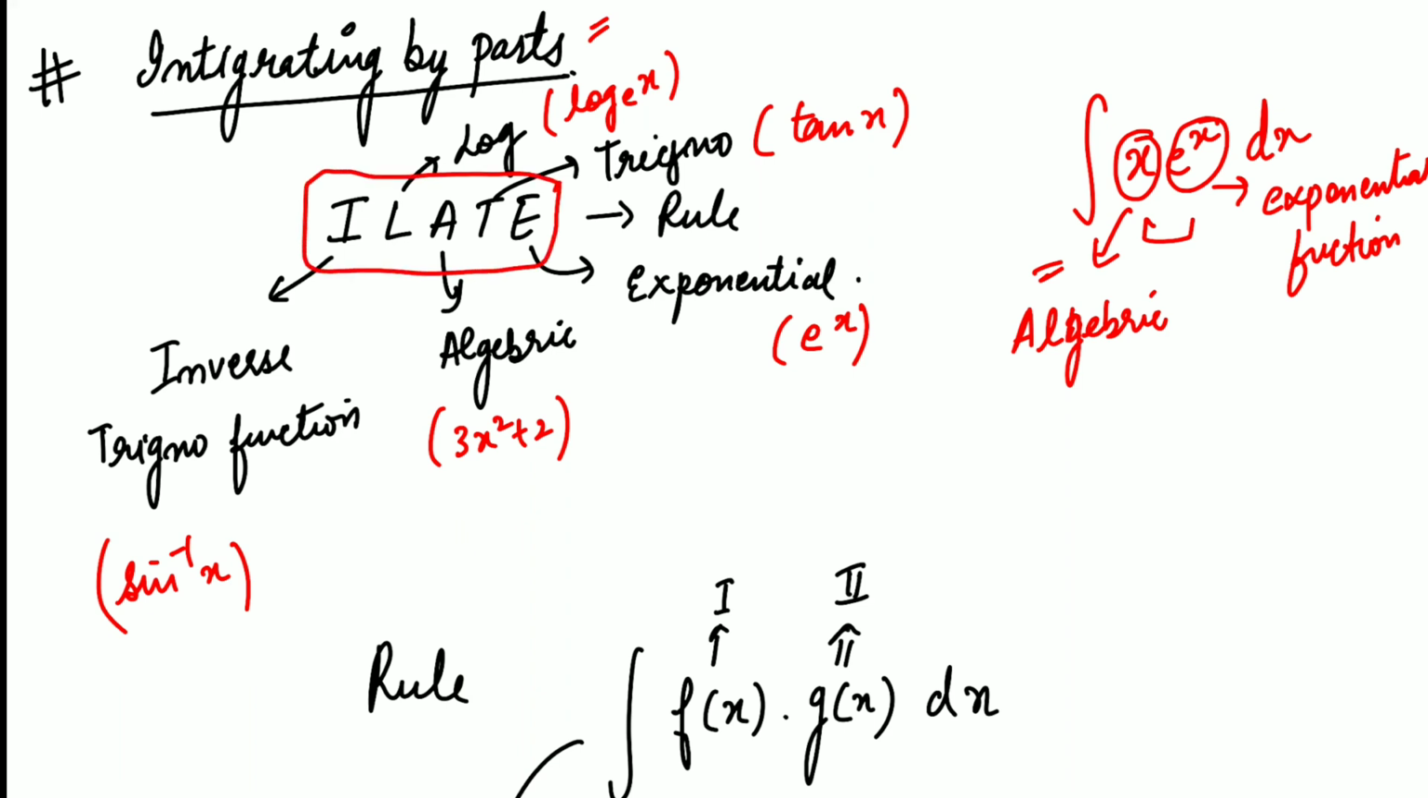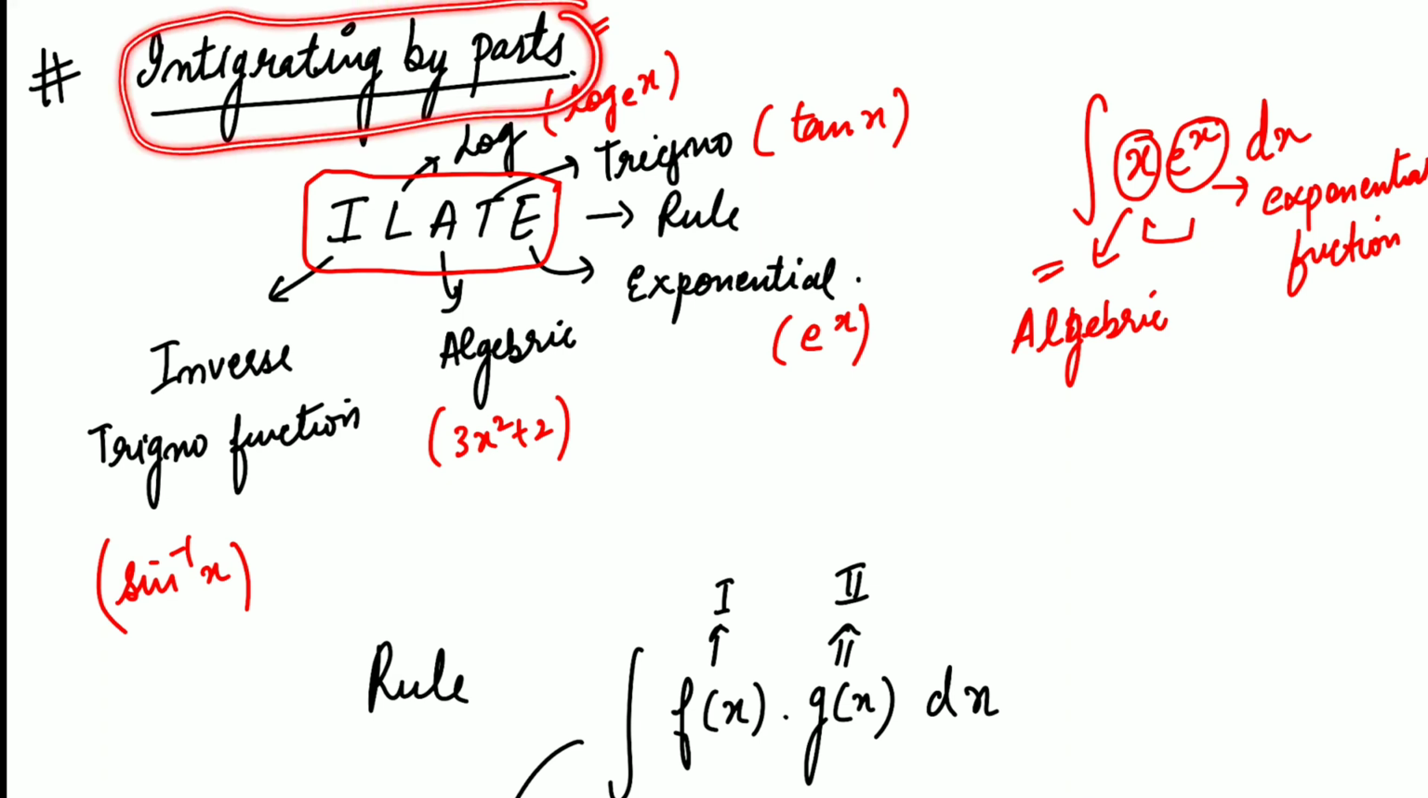So if you have two functions, where one is an inverse trigonometric function and the other is a log function, then you choose the inverse trigonometric function as your first function and the log function as your second function, right? In this particular example, I have an algebraic function and an exponential function. Algebraic comes here and exponential comes here, so algebraic is higher in rank. You have to choose the algebraic function as your first function and the exponential function as your second function, and then solve it. This is very important. If you don't choose your first and second function very carefully, you will mess up the integral, right?